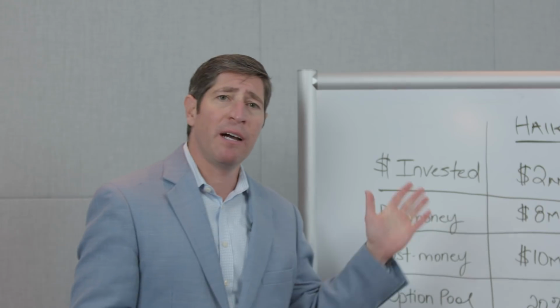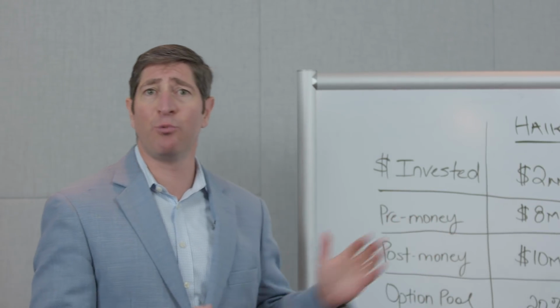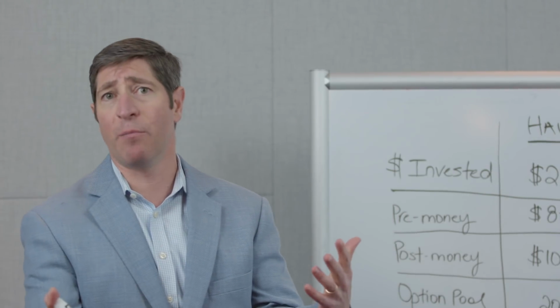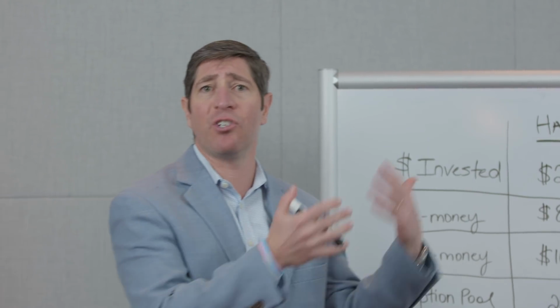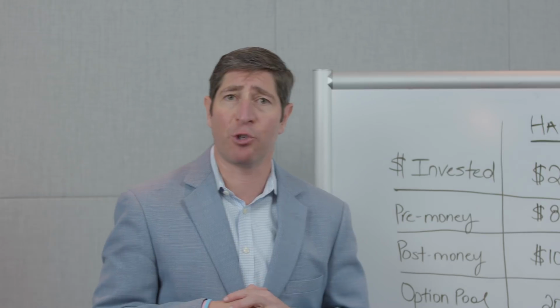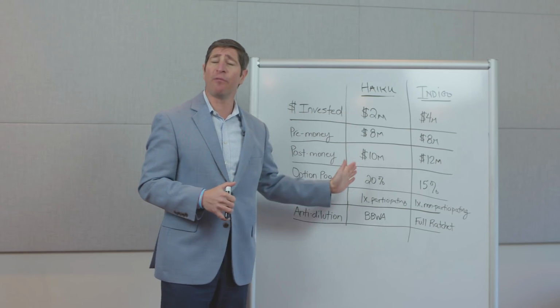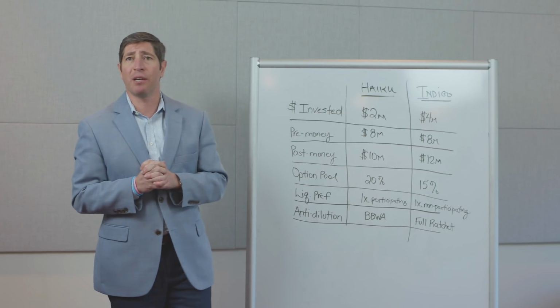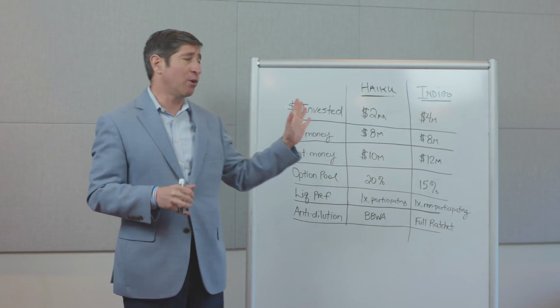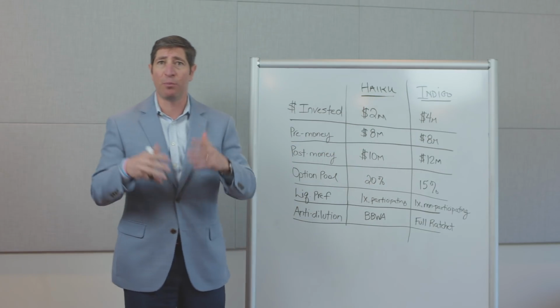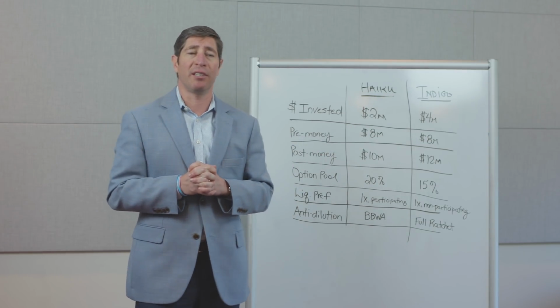To do that, we're going to review some term sheet terms and try to help you understand what they mean, why you should care about them, and ultimately how you might decide between two competing term sheets for your deal. We've got on the board two offers that you, as the entrepreneur, have been able to get from two hypothetical venture firms. One in this column we're calling Haiku, and the other Indigo. We've protected their names to protect the innocent.